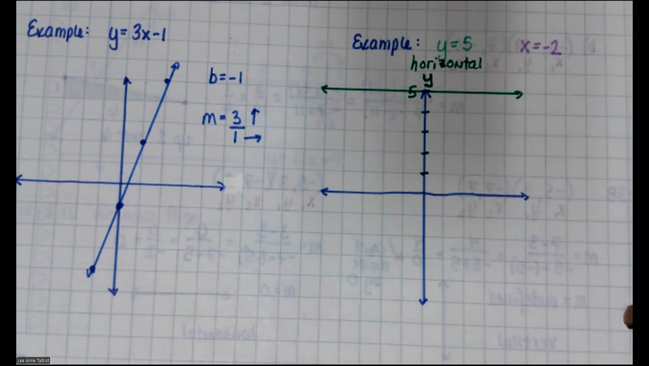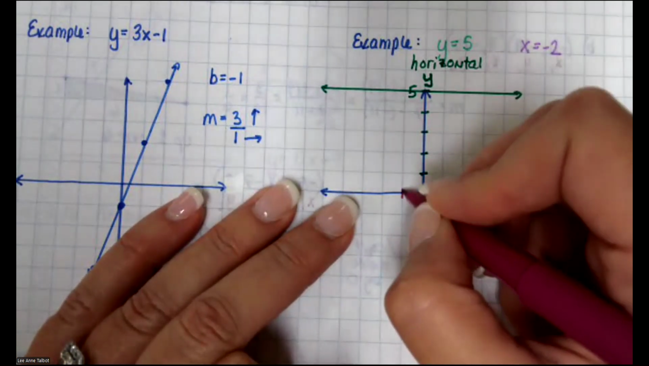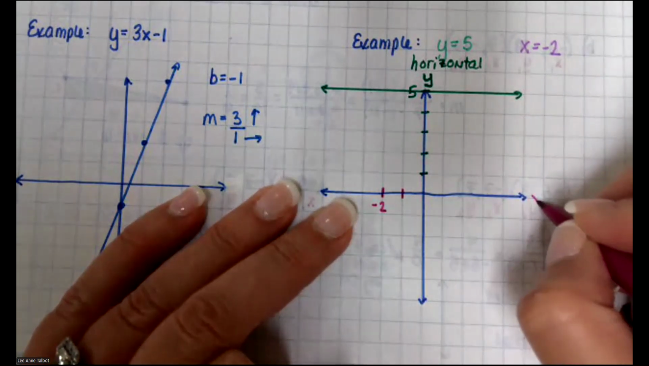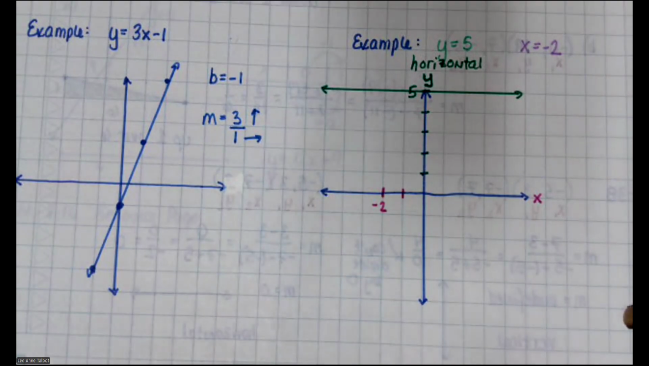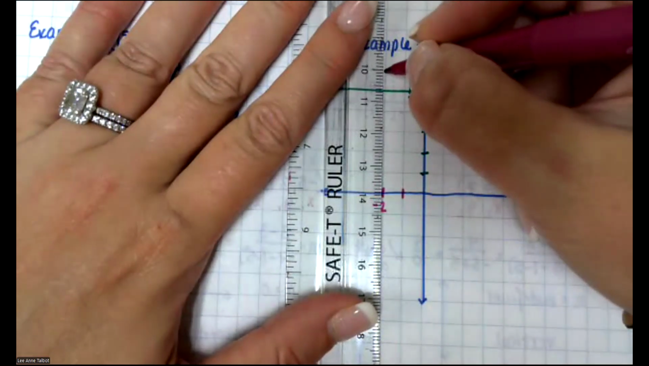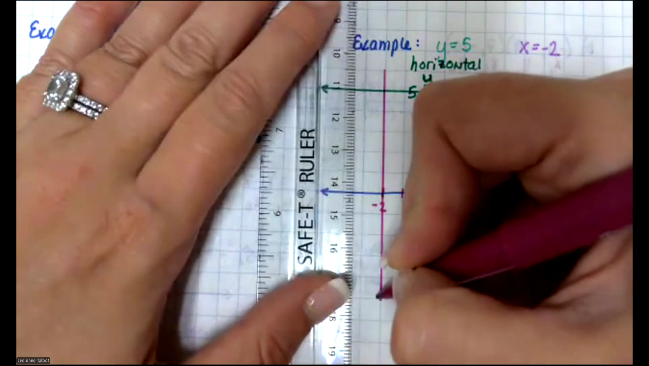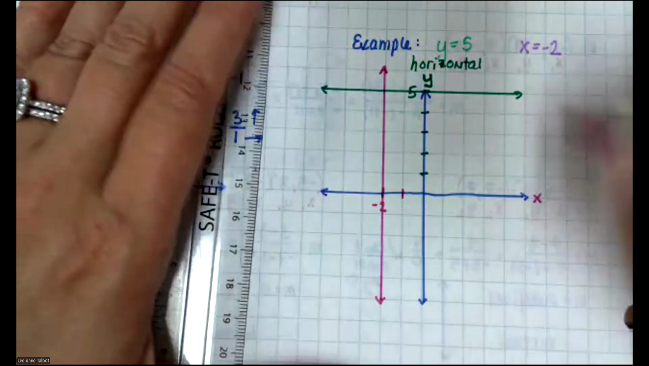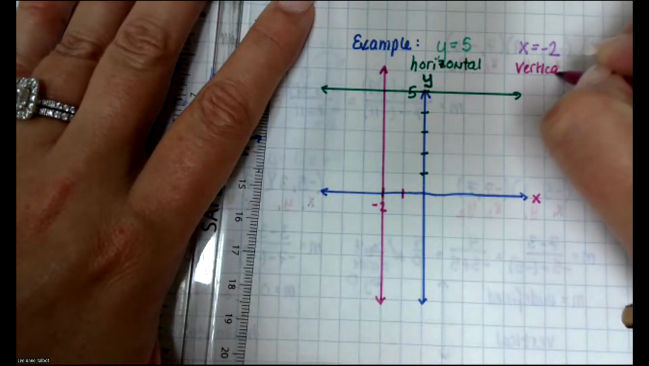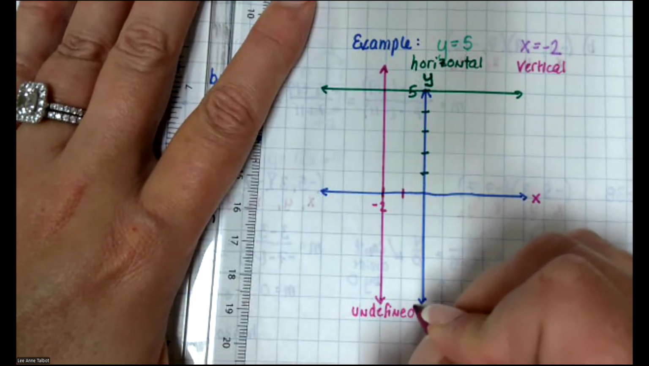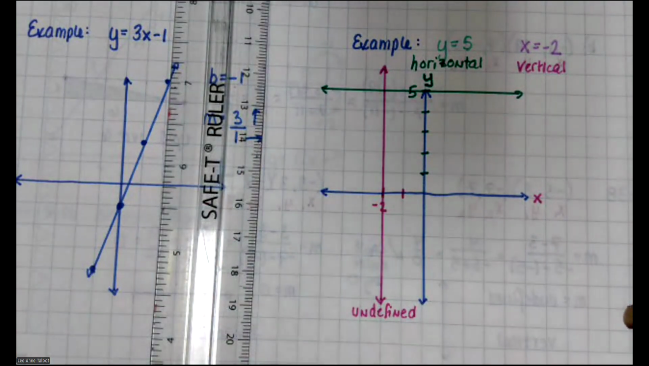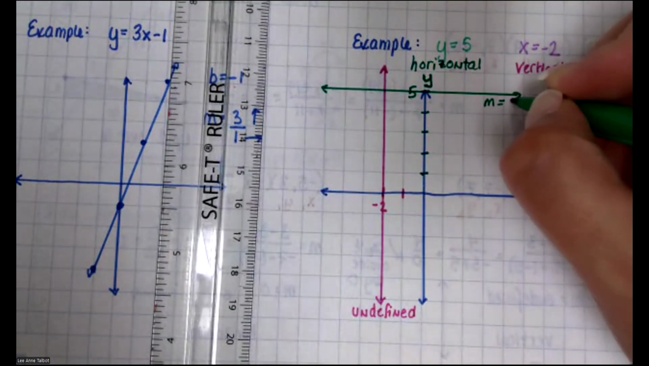Okay, what do you think about x equals -2? So I'm going to use purple like this. So label your x-axis. This is where x is -2. So this is a vertical line. This one is undefined slope. This one is a slope of 0.